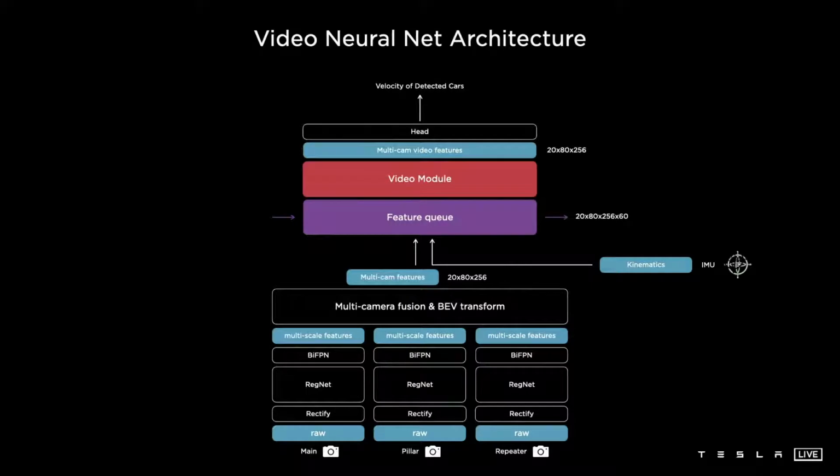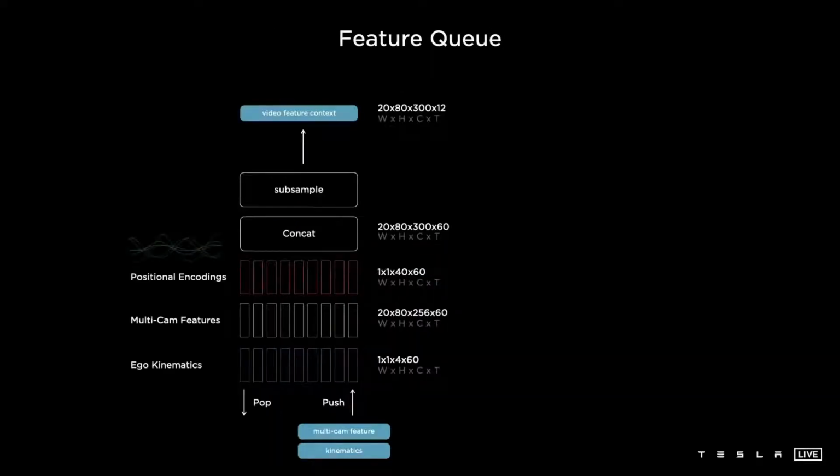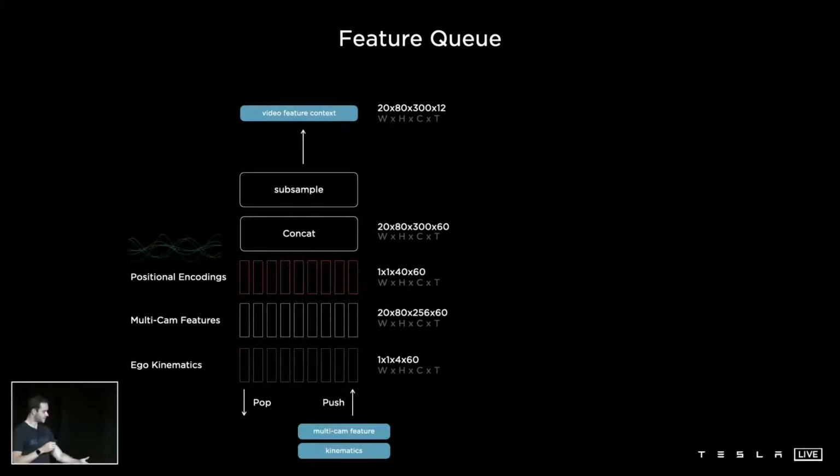Also, in addition, notice here that we are also feeding in the kinematics. This is basically the velocity and the acceleration that's telling us about how the car is moving. So not only are we going to keep track of what we're seeing from all the cameras, but also how the car has traveled. So here's the feature queue and the rough layout of it. We are basically concatenating these features over time and the kinematics of how the car has moved and the positional encodings. And that's being concatenated, encoded, and stored in a feature queue. And that's going to be consumed by a video module.